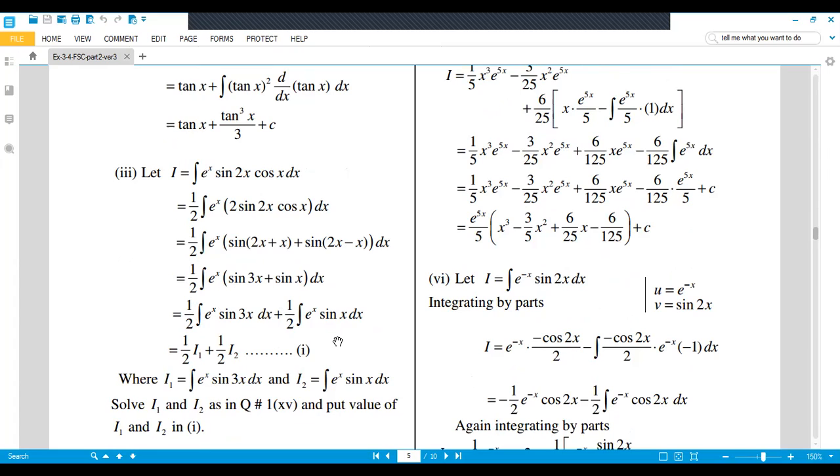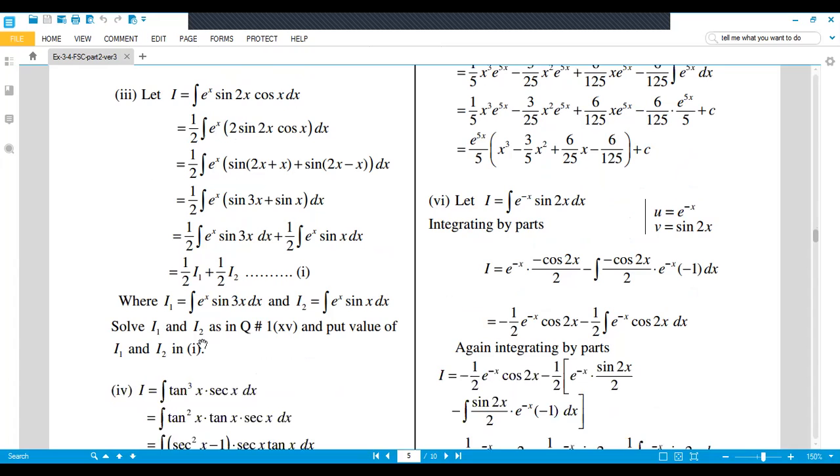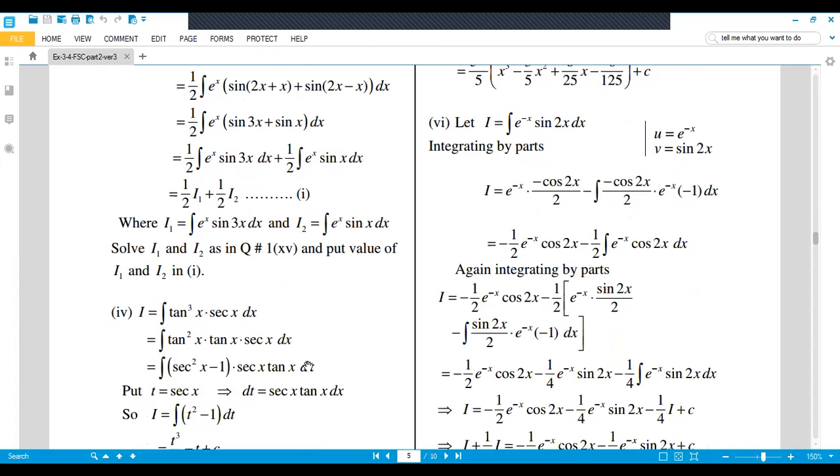So here we have two questions. One is this e^x sin 3x, which we solve by integration by parts separately, and this 1 over 2 e^x sin x we also solve by integration by parts separately. These two are just like part 15 of question number 1. So you have to solve it like that, and then you put the values in equation 1, so you will get the answer.